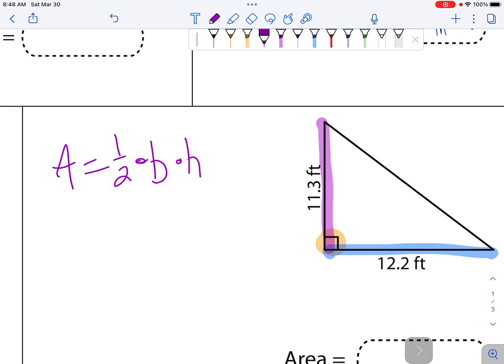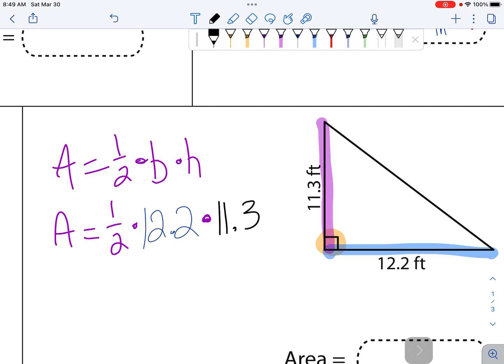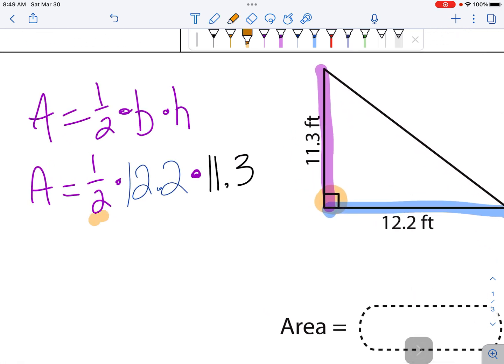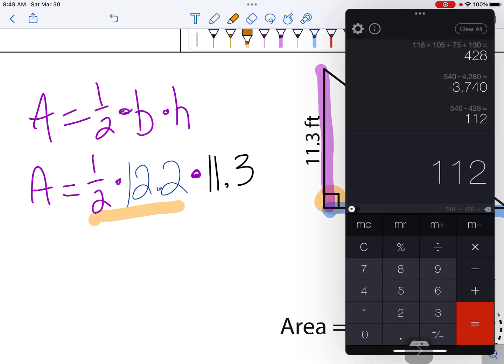So now we have area equals 1/2 times the base is 12 2/10 times the height was 11 3/10. Okay. So let's do this. First, we're going to say 1/2 times 12.2. Oh, 1/2. To put 1/2 in my calculator, I would just do 1 divided by 2. Numerator divided by denominator. So 0 5/10 times 12 2/10 gets us 6 1/10.